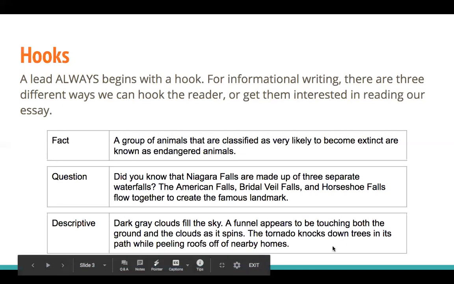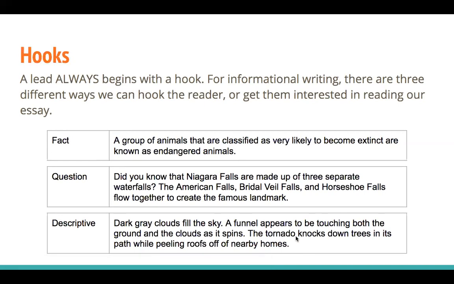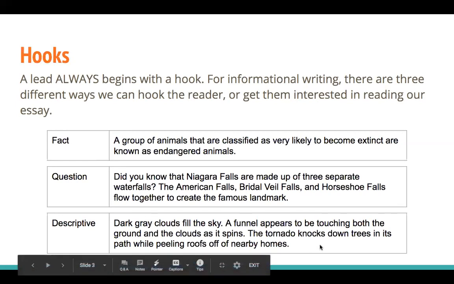If I were to start an essay about tornadoes, it says, dark gray clouds fill the sky. A funnel appears to be touching both the ground and the clouds as it spins. The tornado knocks down trees in its path while peeling roofs off of nearby homes. Wow, so super descriptive, right? You can picture that in your mind.